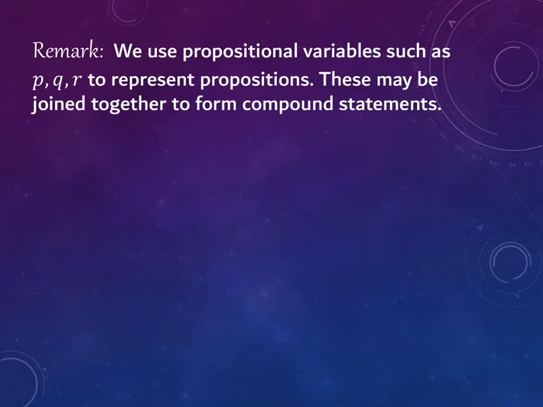Remark. We use propositional variables such as p, q, and r to represent propositions. These may be joined together to form compound statements. So like on the previous slide where I said, it is raining, we would call that letter P or Q or R or whatever letter we like. It's a shorthand way of representing it, kind of like we use a variable x often as a shorthand way of representing a number or numerical value that we don't know.